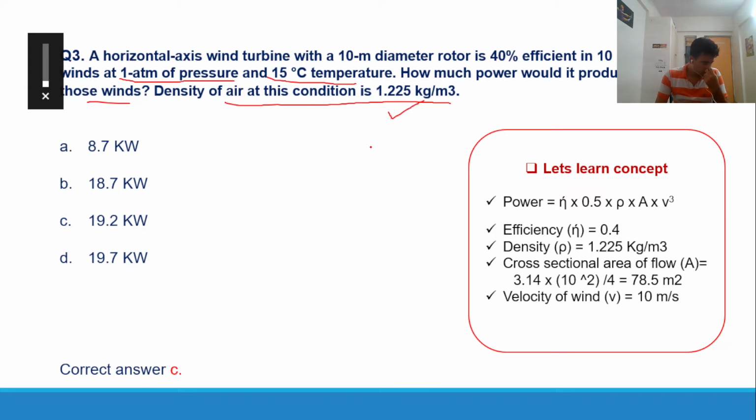Okay, so I would like you all to solve this question. I will wait for 2 minutes. The diameter of the rotor is 10 meter, efficiency is 40%, wind speed is 10 meter per second, the ambient pressure is 1 atm and temperature is 15 degrees Celsius, and the density is 1.225. So this is the formula which you have to apply. Just apply this formula and tell me the answer, and try to write the answer in the chat box.